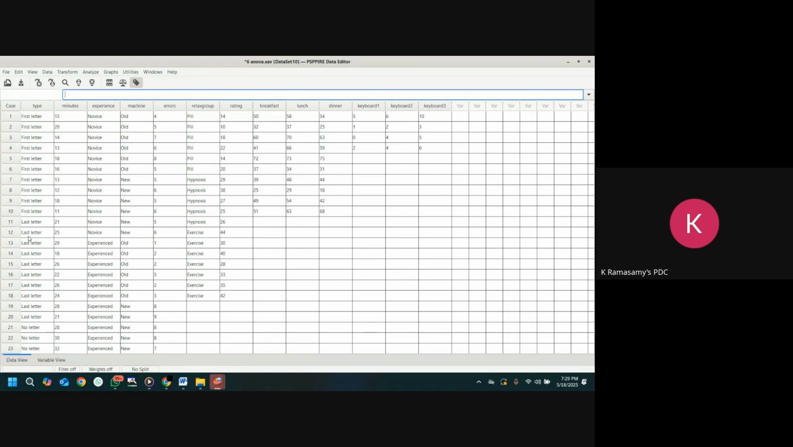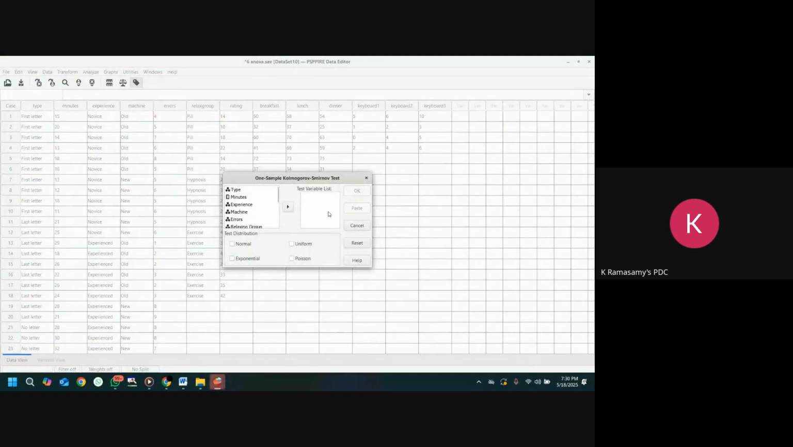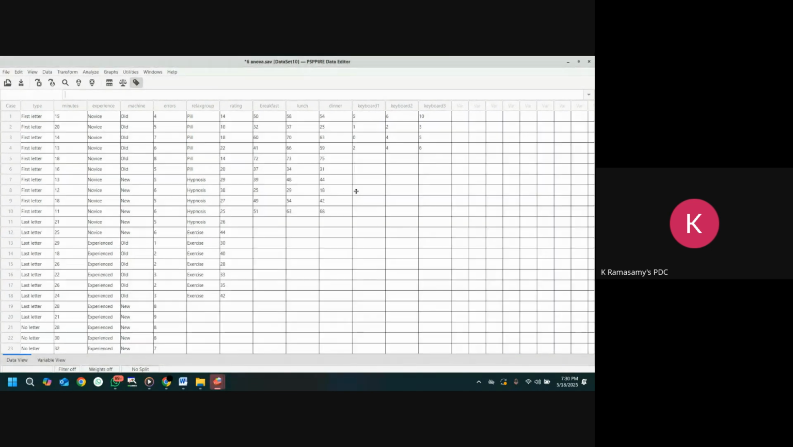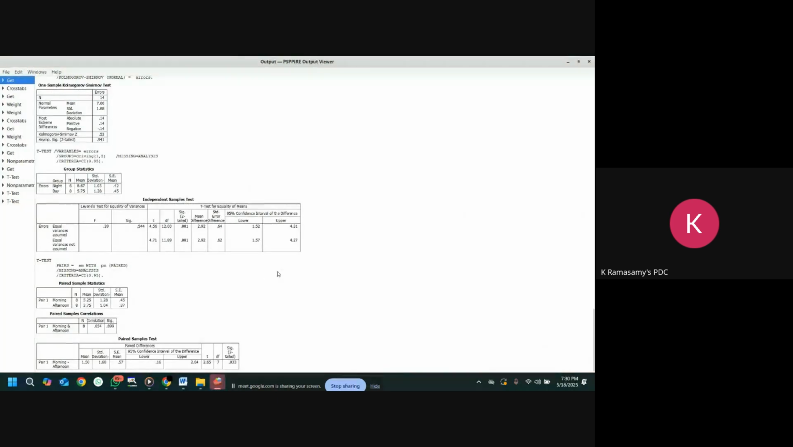Okay, we proceed. Before proceeding, I told you we should test normality, whether the data is normal or not. How is the test done? Go to analyze, non-parametric, go to one sample test. What is the variable I need to test? Minutes. Select it, send it across, select normal, say okay. Let me check the output. You can see the output here.